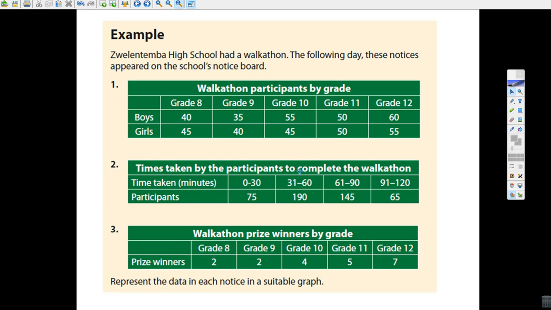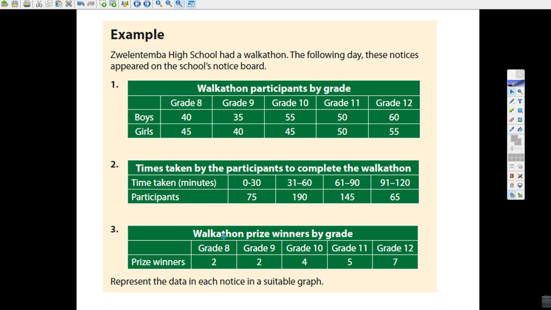Times taken by participants to complete the walkathon. Some people did it from 0 to 30 minutes, 31 to 60, 61 to 90. So these are intervals here, 91 to 120. And then we've got how many are in each class interval here.